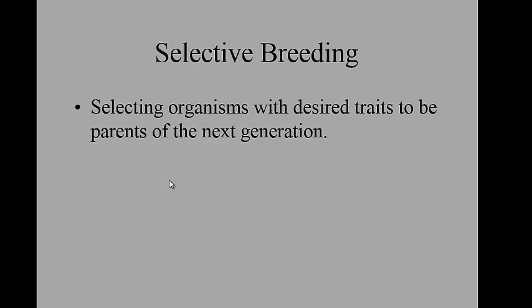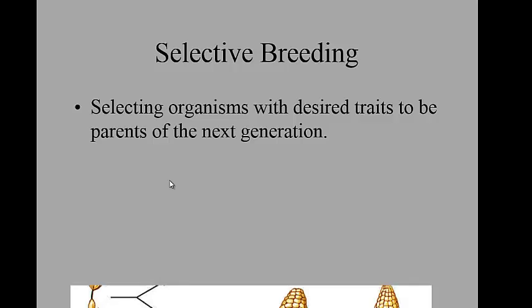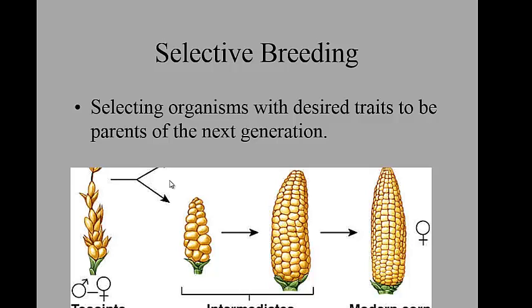That all comes about by selective breeding, where you select organisms with the desired traits that you want, you mate them, and now they're parents of the next generation, and that keeps going and going and going. So, for example, what we normally think of as corn, if we were to trace this back, corn's ancestor would not really look like corn. It doesn't look like anything edible at all.